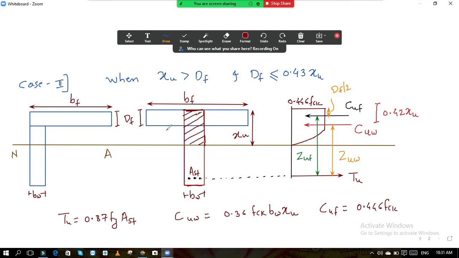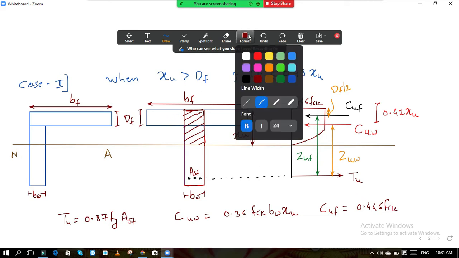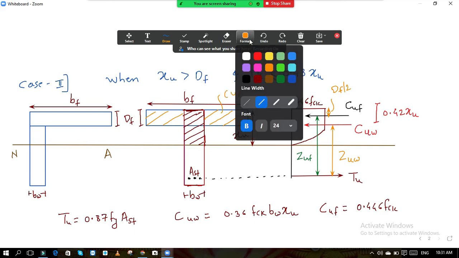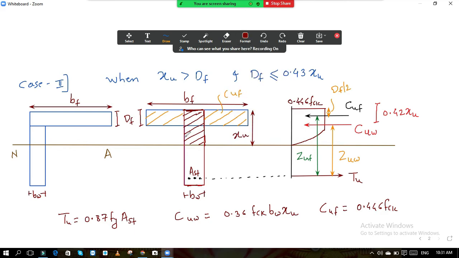Now what is the area? I will hatch this area again in orange color. This is the area we need to consider for CUF. Whatever I have shown here in orange or yellow color contributes to CUF, and the area shown here will contribute to CUW. Now CUF has an area.